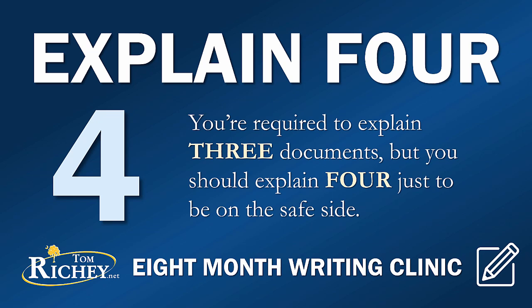And again, we want insurance. You have to explain 3. I would recommend that you explain 4. You're required to explain 3, but you should explain 4 just to be on the safe side. The reader may not find all of your explanations convincing, so you want to do an additional one. Sometimes I tell students, try to explain every document that lets itself be explained. All it takes really is 1 sentence here, so why not, if you could do 5 of them, explain 5 of them, as long as it's not going to cost you time.